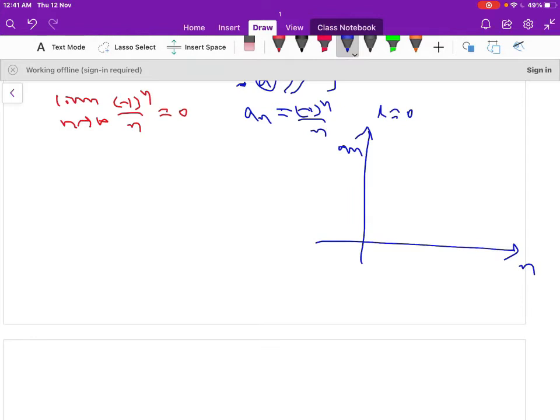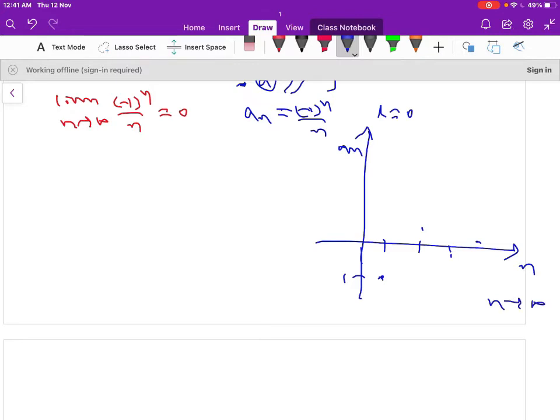When n is 1, a1 is minus 1. When n is 2, that is minus 1 by 2 comes here. When n is 3, minus 1 by 3 comes here. When n is 4, positive here 0.25.